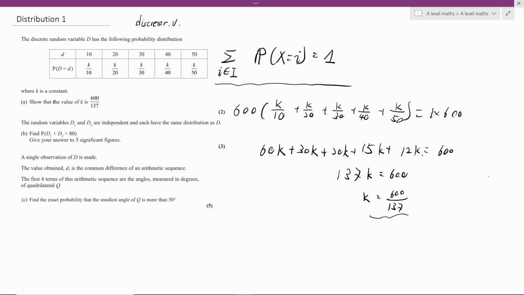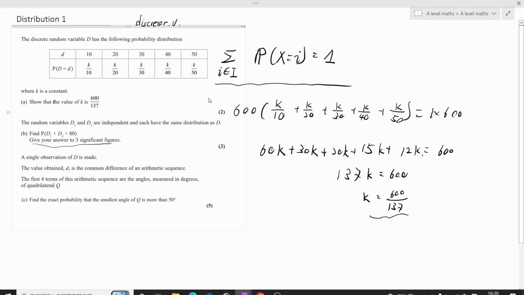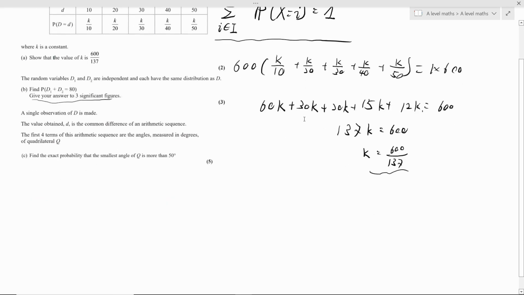Okay. Now moving on, the random variables D1 and D2 are independent and each have the same distribution as D. That means P(D1 = d) is as expected here. And part B, find the probability that D1 plus D2 is 80, giving your answer to 3 significant figures, 3 marks. Well, you might wonder what does it actually mean.